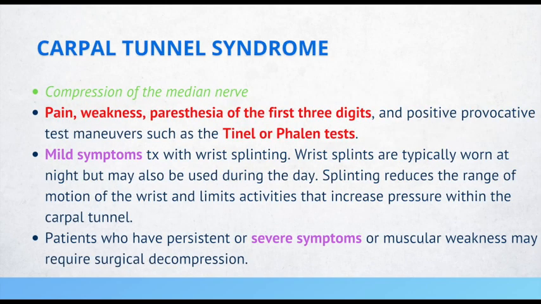Carpal tunnel syndrome. In this condition, there is compression of the median nerve. Patients may experience pain, weakness, or paresthesia of the first 3 digits and have positive provocative test maneuvers such as the Tinel or Phalen tests. Mild symptoms are treated with wrist splinting.